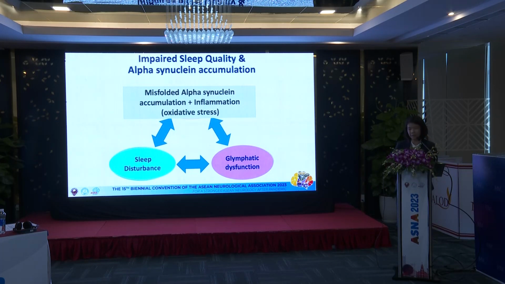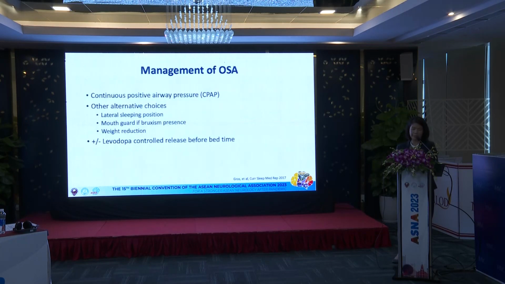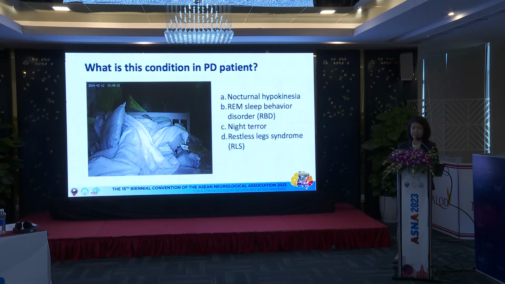But if the glymphatic system doesn't work well, it might cause sleep problems, and it might cause the accumulation of alpha-synuclein and more inflammation. That might be one of the pathomechanisms of the neurodegeneration. And the management is not different from the general population. So, moving on to the last one.